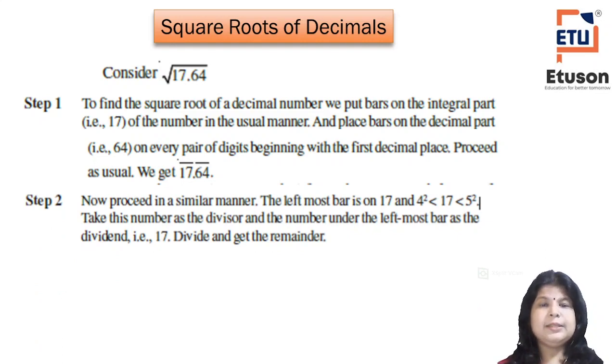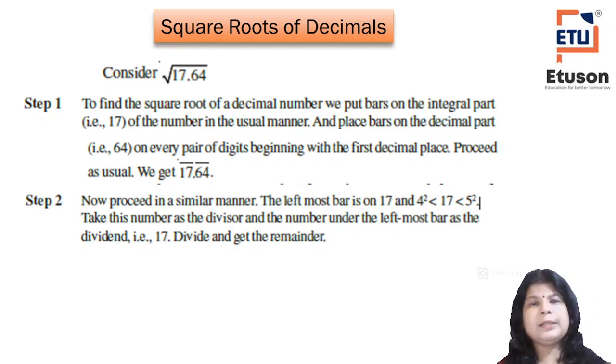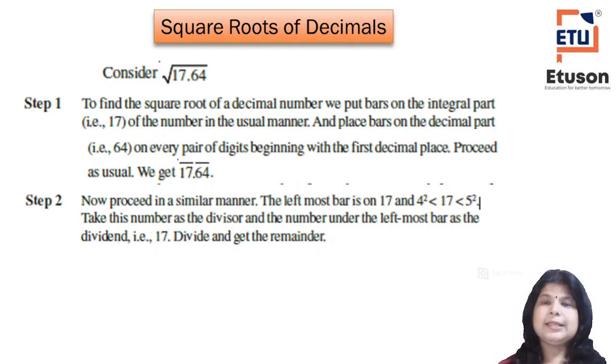Now proceed in a similar manner. Similar manner in the sense of what you are supposed to do in the division method of finding the square root. So the leftmost bar is on 17, right? So now what you have to find out? You have to find out a number whose square is less than or equal to 17. So in this case, 4 square is equal to 16, which is less than 17. So we will consider 4.